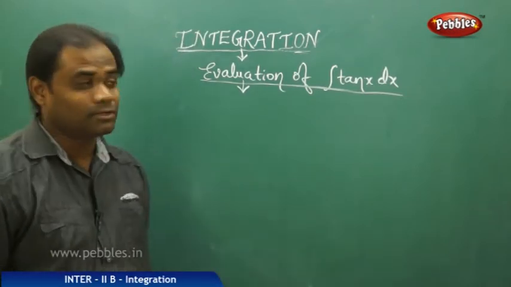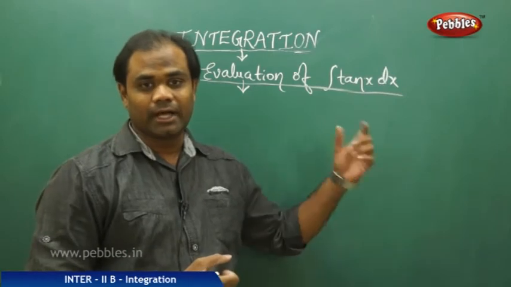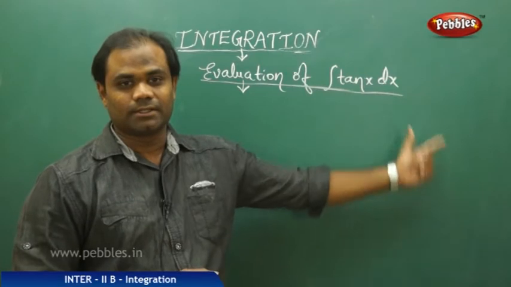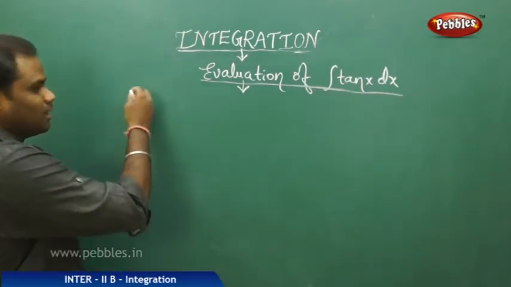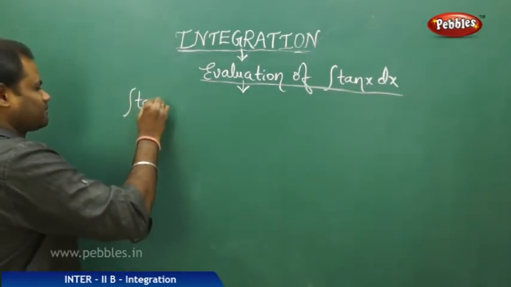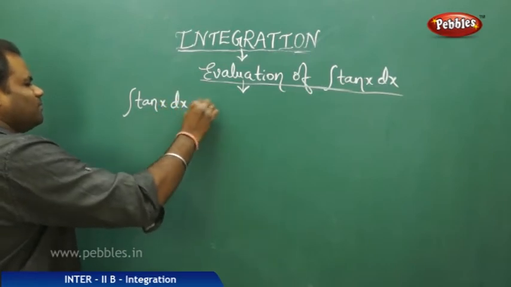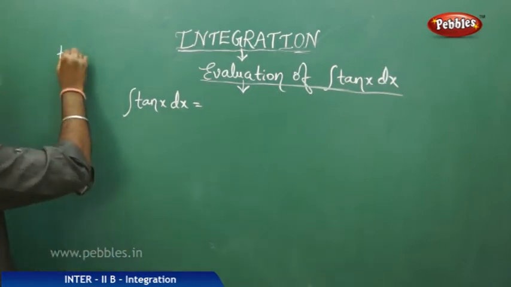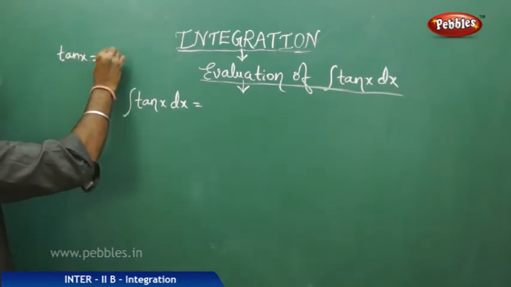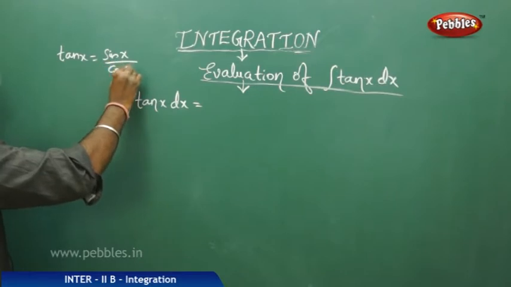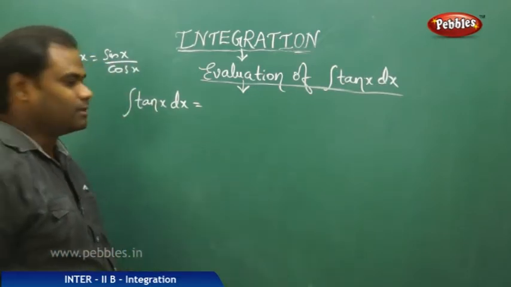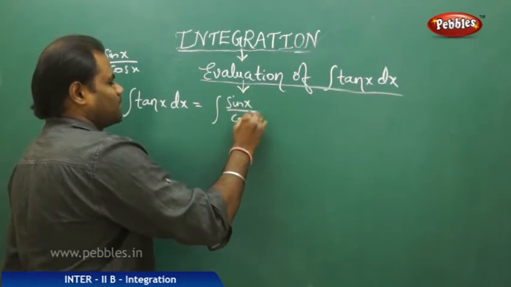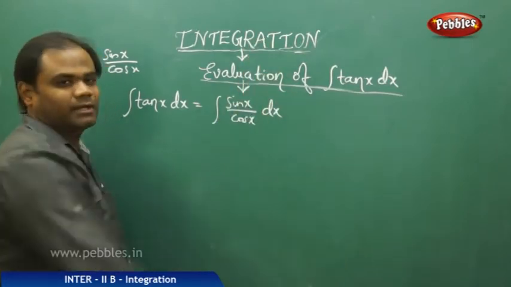The method of substitution helps us in identifying a few of the standard integrals, for example, integral tan x dx. So let's see how we can do this. As we know, tan x equals sin x by cos x, so this can be substituted in place of tan x. Then this reduces to integral of sin x by cos x dx.